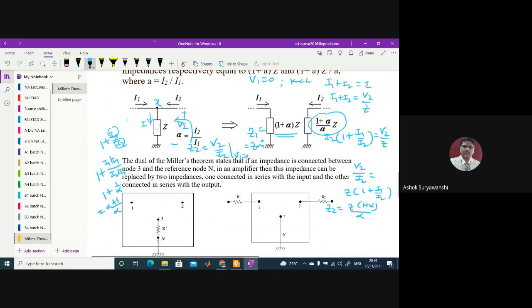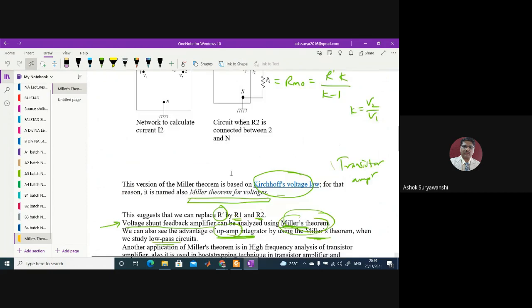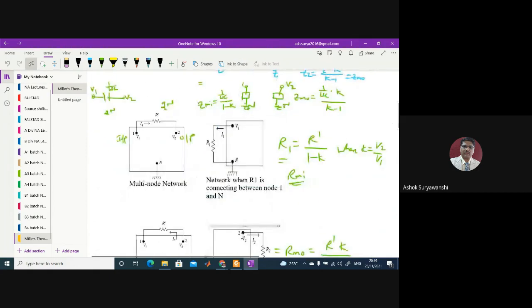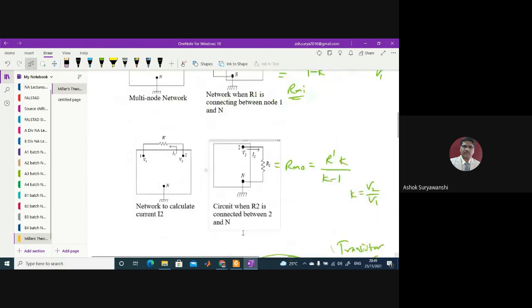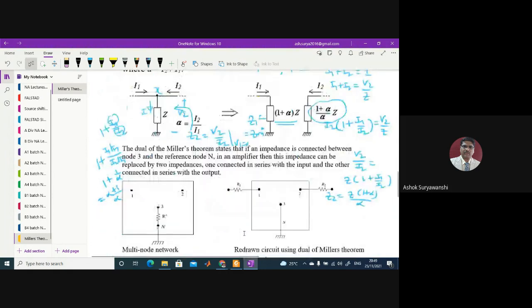So if there is a resistance between input and output, how we can simplify this using Miller's theorem? If there is impedance between input and output, how we can simplify? If there is a reactance of capacitance between input and output, how we can simplify? Those things you should understand. And now quickly we'll see where these are used.